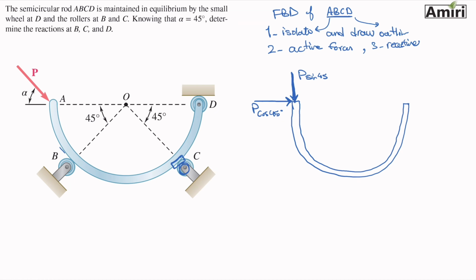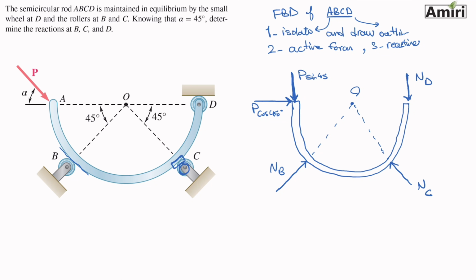So in each case, I have a normal force perpendicular to the direction of this roller. So I will have a force right here of N sub B. They go through point O. I have another one of N sub C, and I have one at point D, which is straight perpendicular down, and I call it N sub D. I think this is all I need, and I'm done with my free body diagram.